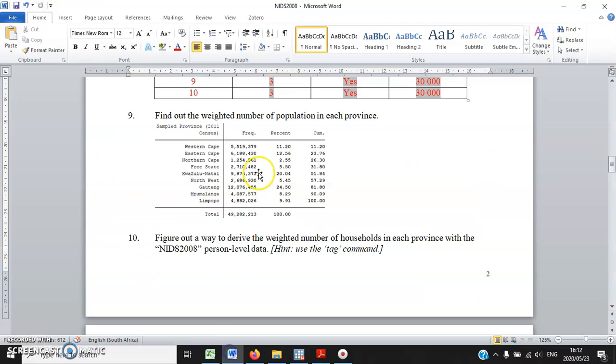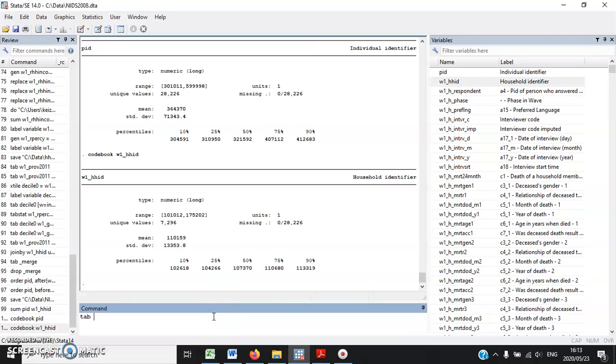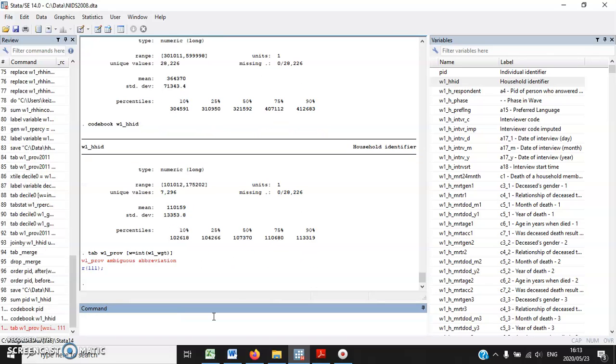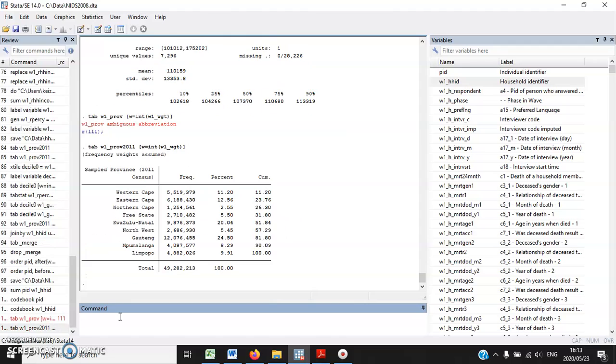Question 9 is very easy: the weighted number of population in each province. The purpose is that I want to show you that this weight variable can also be used as person weight. Did I make any mistake? Oh, this is how the province is named by the Stata routine using the 2011 geographical demarcation. So almost 50 million.